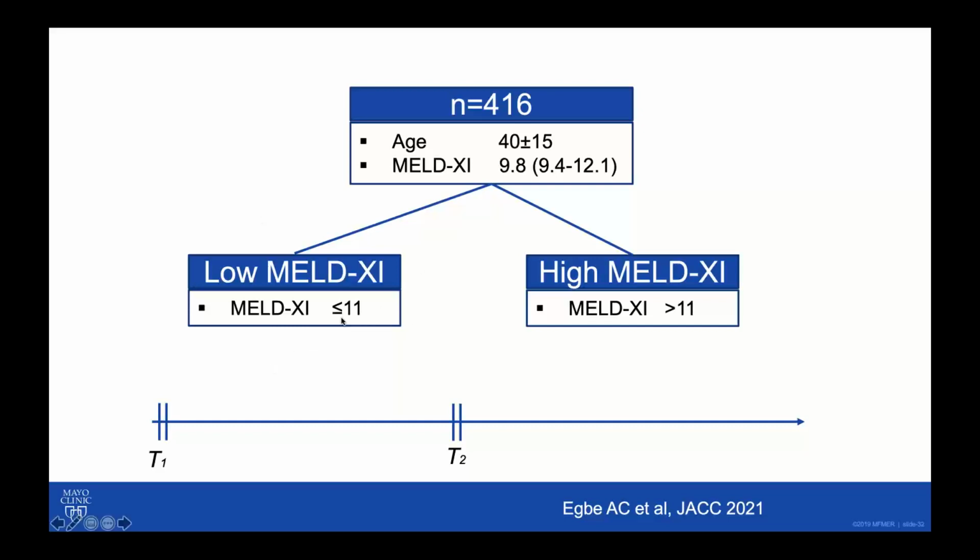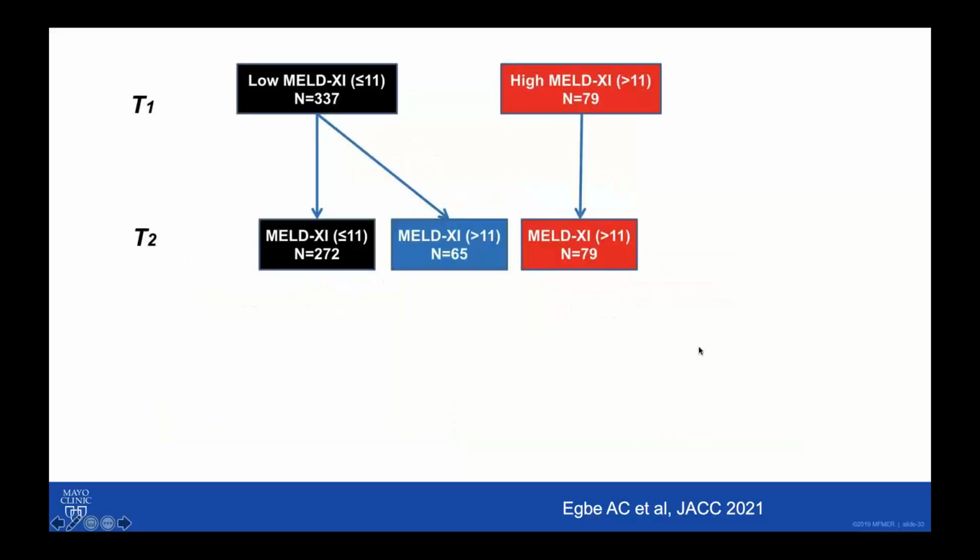If you recall, the patient that I presented had a MELD XI score of 12.6. So it's already in this group. So what we wanted to know is that by the time we reassess them during follow-up, do patients maintain the MELD category that they are in? So do they move from one category to the other? So what we showed was that the people that had a high score remained in that high score.